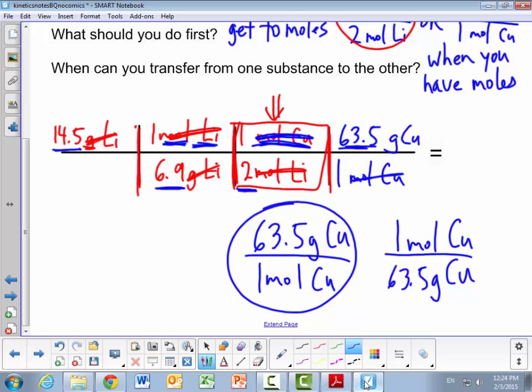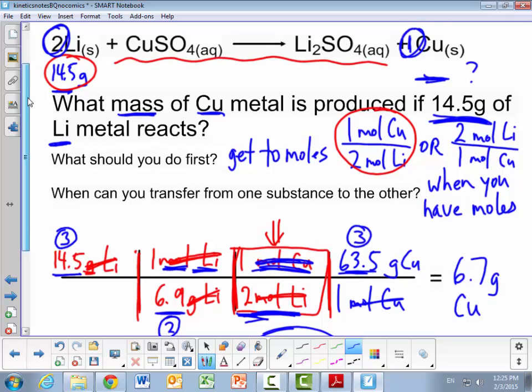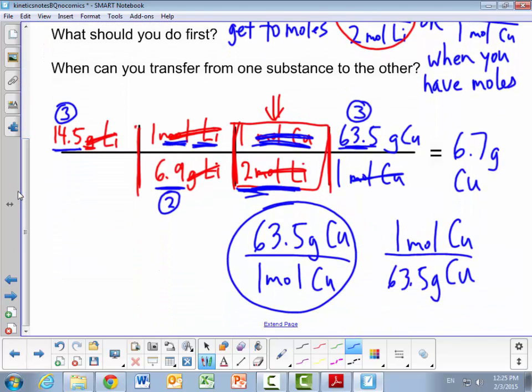I'm also going to look at my sig figs. I have 3, 2. Here you don't have to worry about sig figs when you use the coefficients. And here I have 3. So I am limited to the least amount because this is all multiplying and dividing. So I only get 2 sig figs in my answer. So when I work this out, 14.5 divided by 6.9 divided by 2 times 63.5, my answer is 6.7 grams of copper. So if 14.5 grams of lithium react in this reaction, I'm going to produce 6.7 grams of copper.